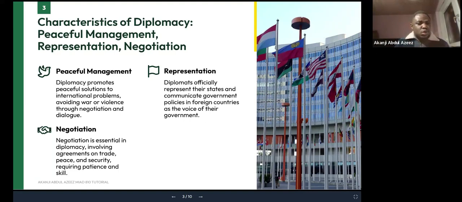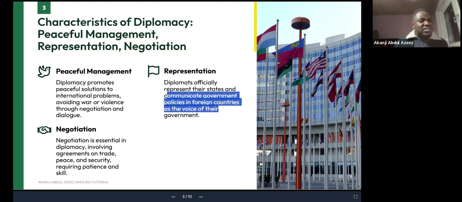Understand now? So that's representation of the country's interest. They help to communicate government policy in foreign countries, as you can see in my slide. They serve as the voice of the government in another country. I'll give an example now.